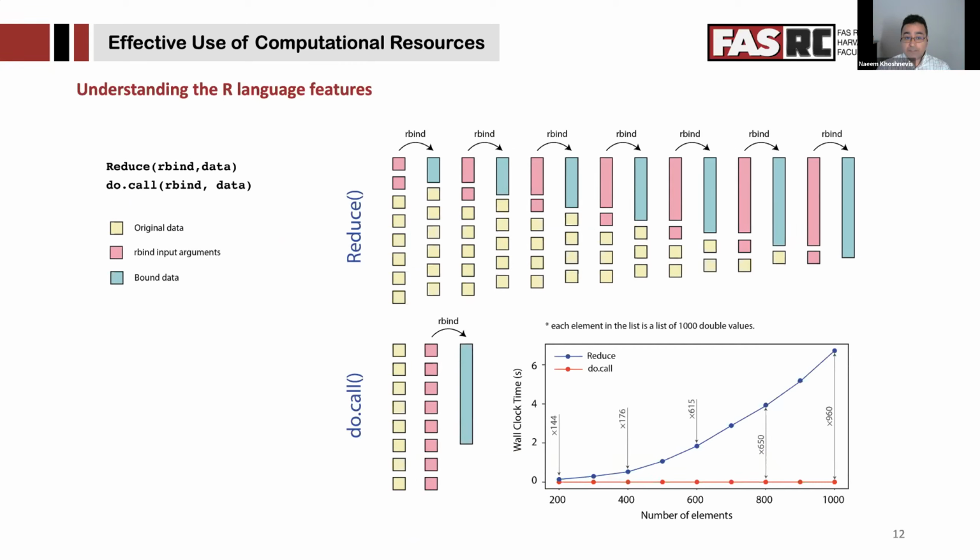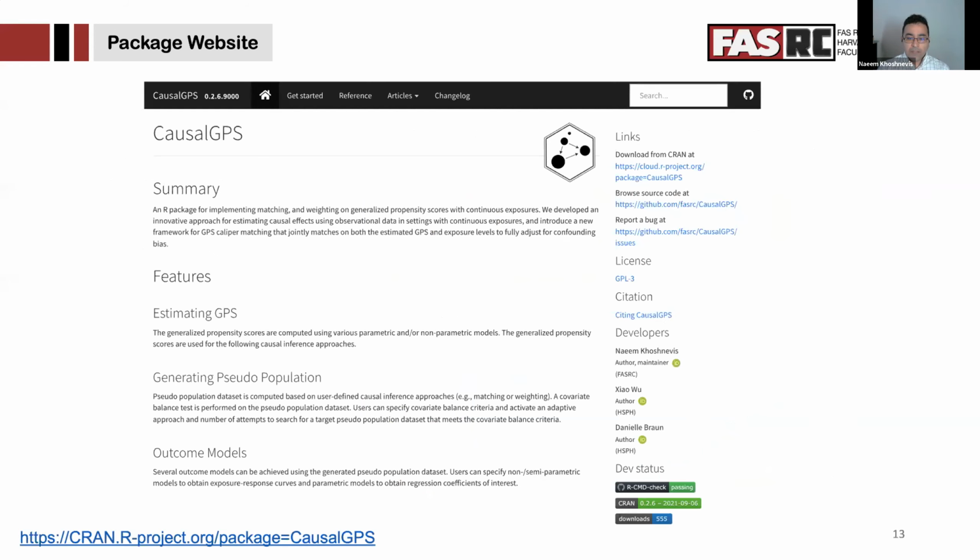Another feature is understanding the R language itself and what you can do about that. I have reviewed some code in R, and most of the time people use Reduce for binding lists, especially nested lists. As you can see, there's a huge difference with Reduce, and the other alternative is do.call. In this example, it can improve the results by 1,000 times, which you can work on too to improve the package. We also added a package website using the pkgdown package, and we submitted the package to CRAN, and people are using the package right now.